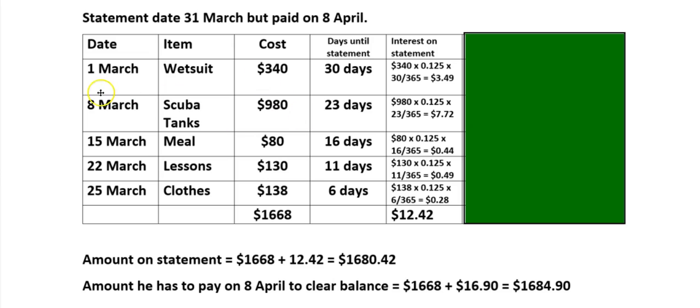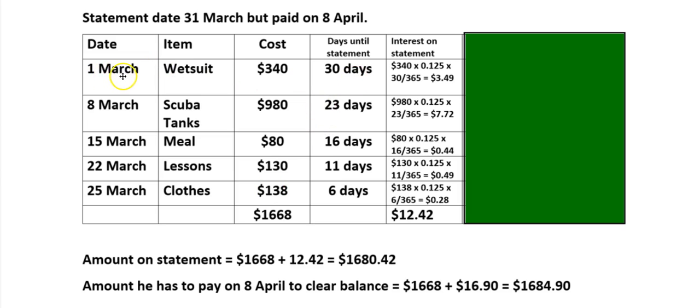So like the previous question, I've set up a table again. It's very similar to the previous question. It's got the date, it's got the item, it's got the cost. But this time I've got several columns. I'm going to hide those over for the time being. The first one is to answer the first question, which is the amount that's going to be on the statement. So I figured that I needed to work out the interest that has been accrued, charged for each of these items by the time the bank sends out the statement on the 31st of March. So on the question with the interest-free period, it was the days until he paid the bill, but this is the days until the statement, just so I can answer the first question.